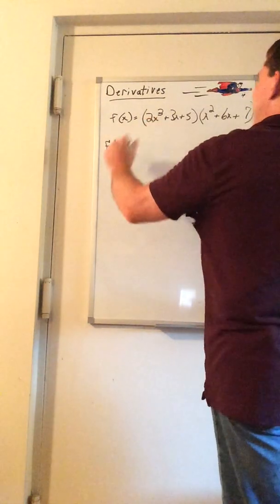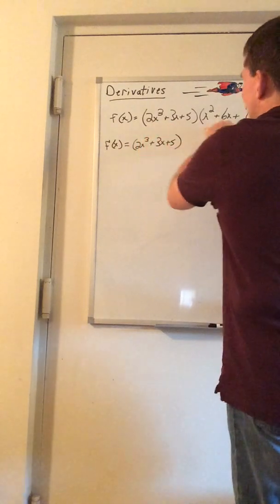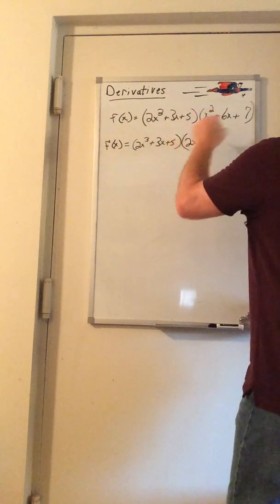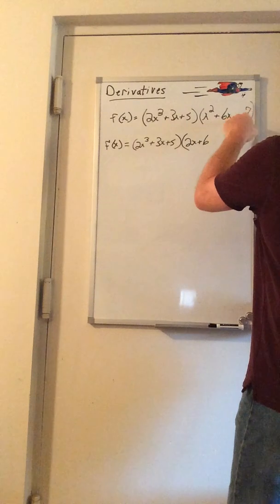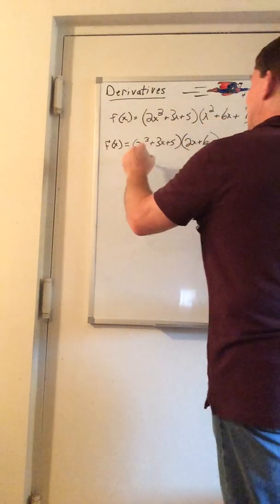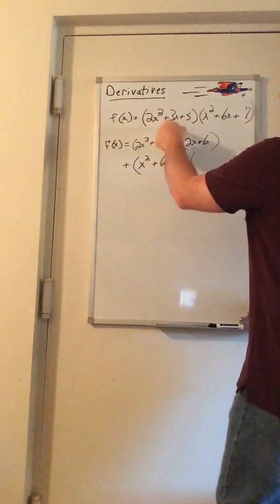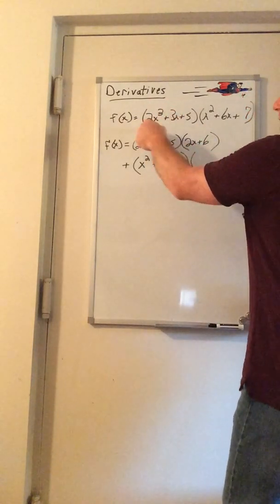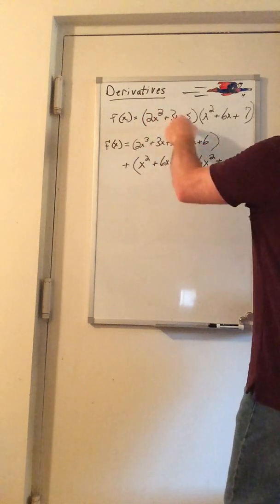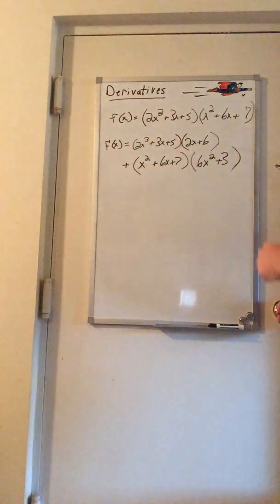What's the product rule say? First function, 2x cubed plus 3x plus 5. Derivative of the second. I know I can apply the power rule term by term. X squared gives me 2x. 6x, that's linear. I get 6. The derivative of the constant is 0. Plus, first, derivative of the second, plus the second, x squared plus 6x plus 7, times the derivative of the first. Again, go term by term. Cubic, bring down the 3, multiply it by the constant 2, and you get 6x squared, plus the derivative of 3x is 3, plus the derivative of 5, well, that's a constant, so it's 0.